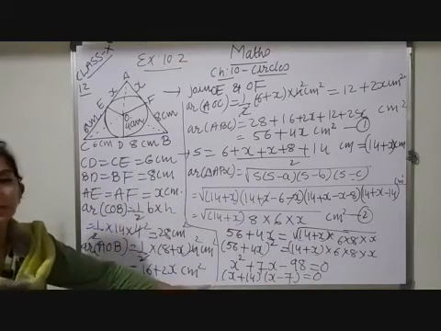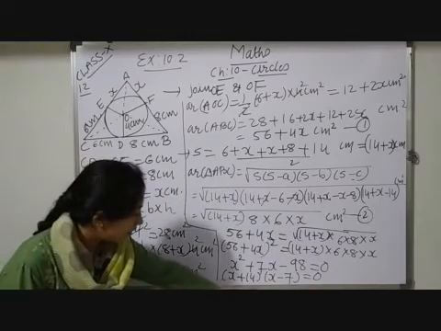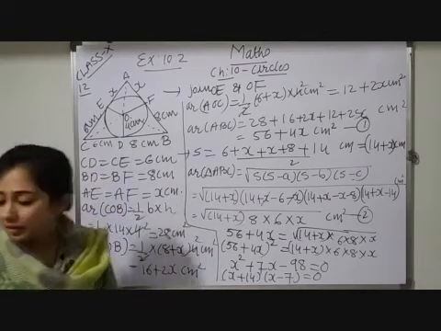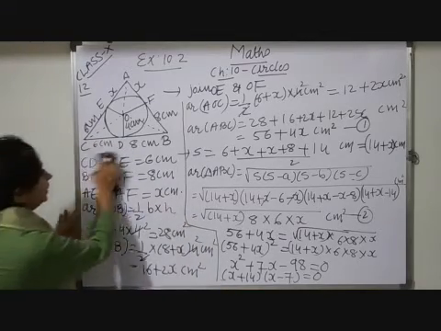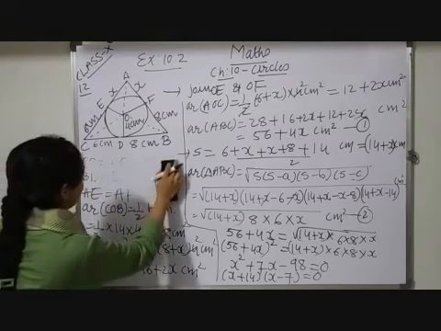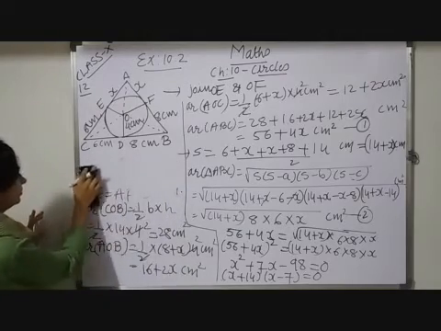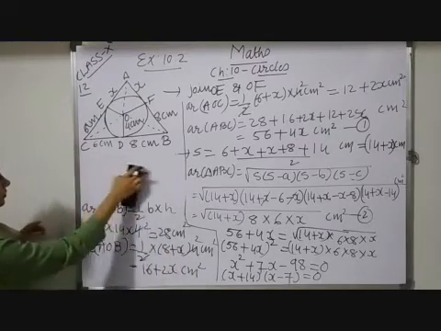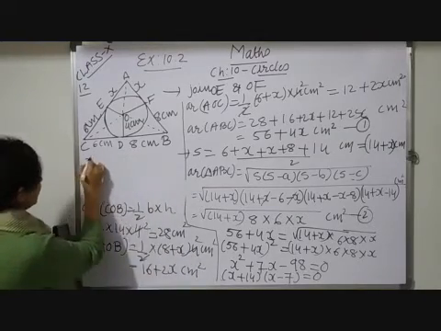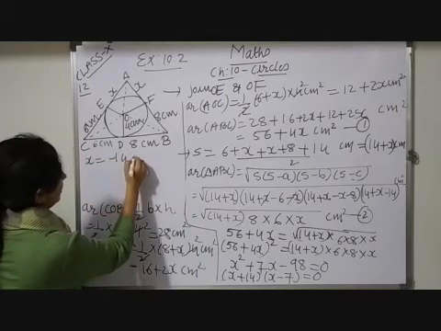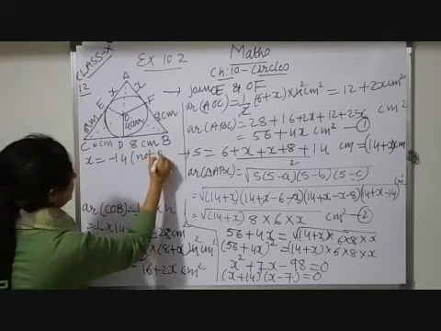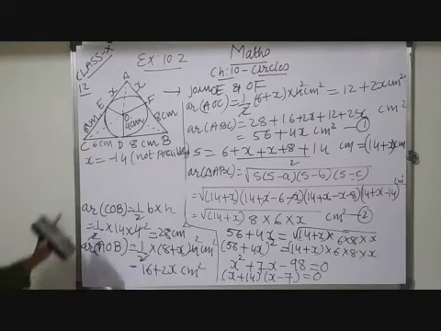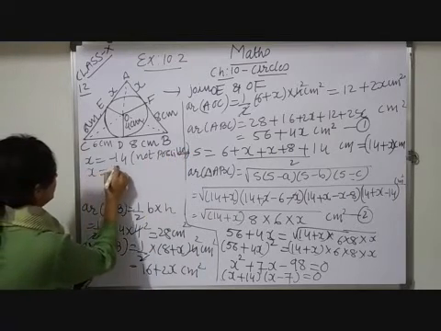Now, how to split the middle term? You all know, you have already studied in the polynomial chapter and also in 9th standard. So, here you will get x equals to minus 14, which is not possible because length can never be negative. So, x is equal to 7.